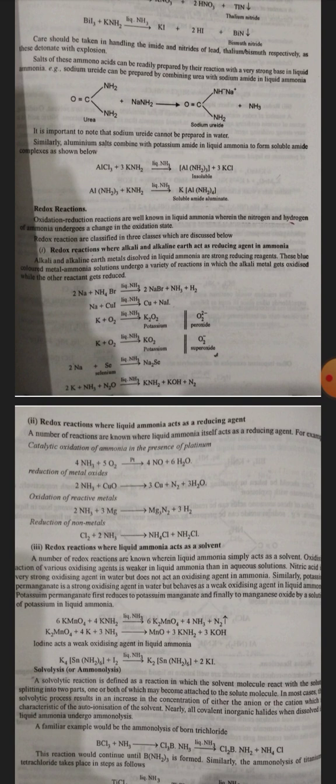Redox reactions. Oxidation-reduction reactions are well known in liquid ammonia, wherein the nitrogen and hydrogen of the ammonia undergo a change in oxidation state. First, redox reactions where alkali and alkaline earth metals act as reducing agents in ammonia. Alkali and alkaline earth metals dissolved in liquid ammonia are strong reducing agents. These blue colored metal-ammonia solutions undergo a variety of reactions in which the alkali metal gets oxidized while the other reactant gets reduced.